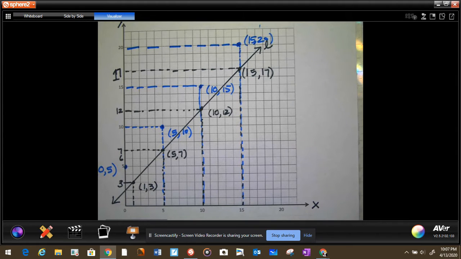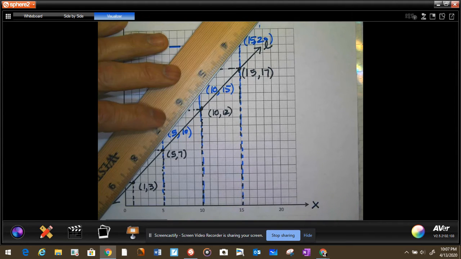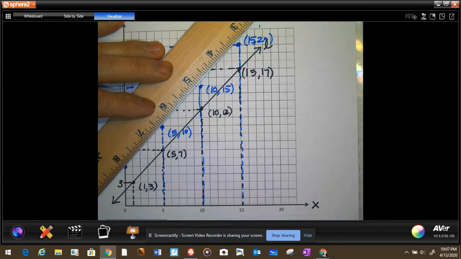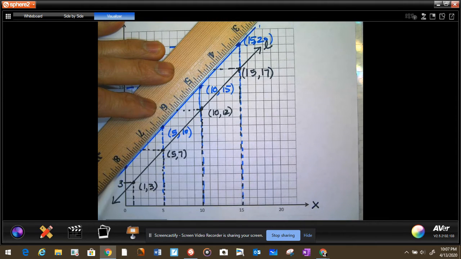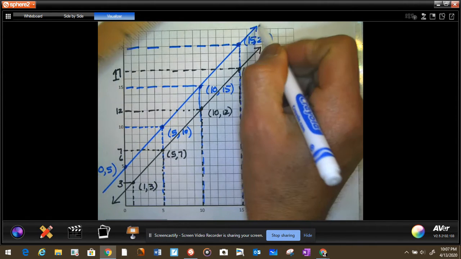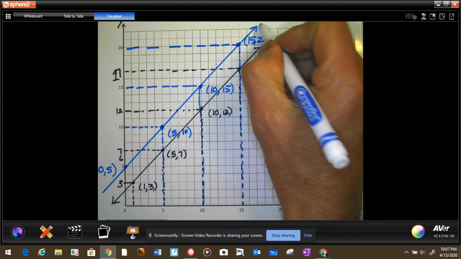Now, just like we did on the last one, we're going to connect all the points that create the line. And this line is, like we said, going to be line M.